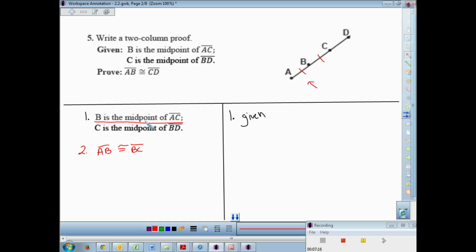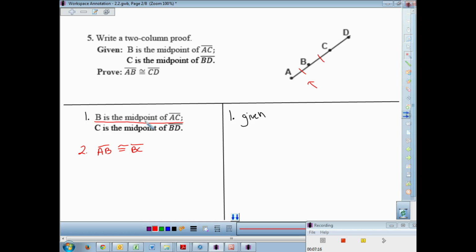Now remember, you can only justify with a definition, a postulate, or a previously proven theorem. Do we have any midpoint theorems? Yes or no? I've given you a theorem about midpoints. Name the theorems that I've given you. Theorems you know about: vertical angle theorem, we know about that. Anything else? Linear pair theorem. And that's it, right? Those are the only two theorems that we have talked about.